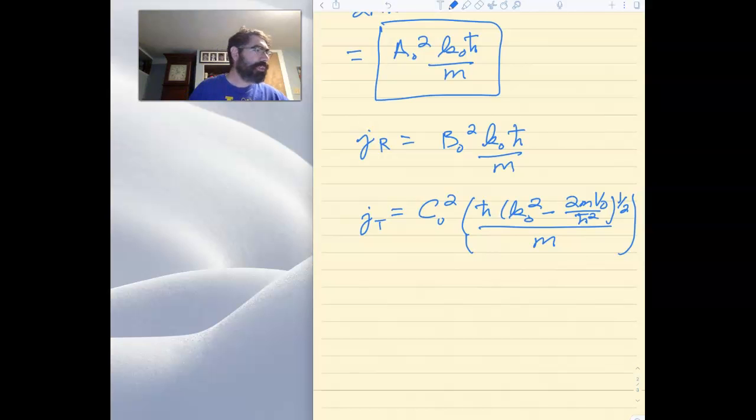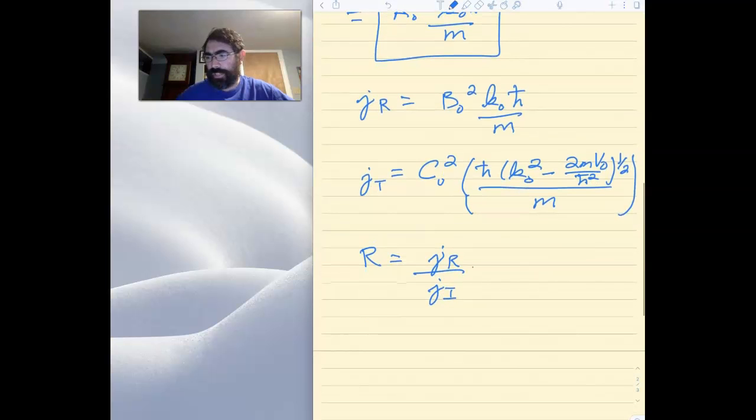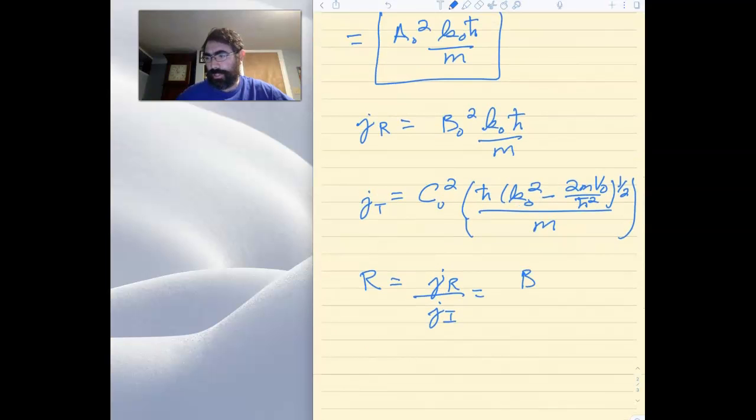Okay, so now we have the three currents, these probability currents. And so if we want to get the reflection coefficient, we'd have to look and see what is the ratio of the reflection current to that of the incident. And so in that case, we get B0 over A0 quantity squared, which is what we had before.